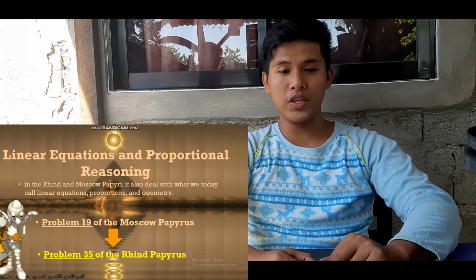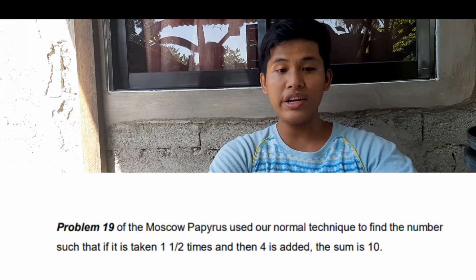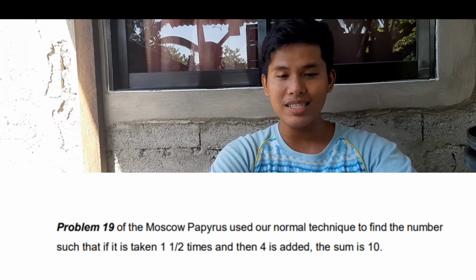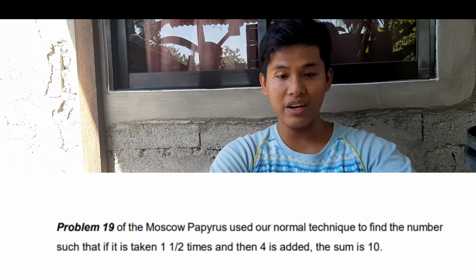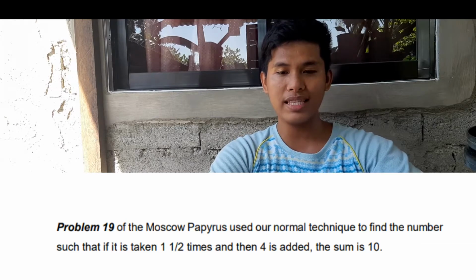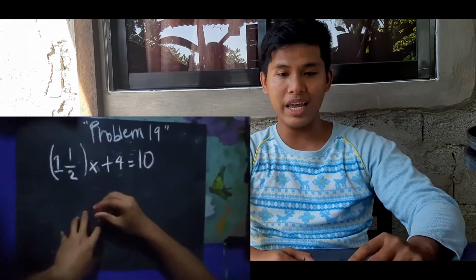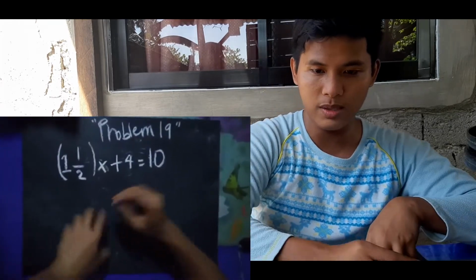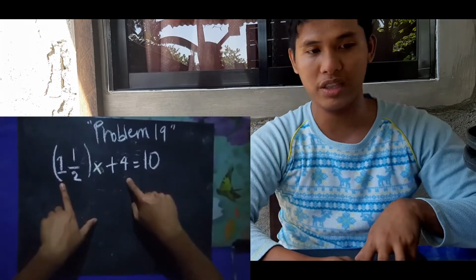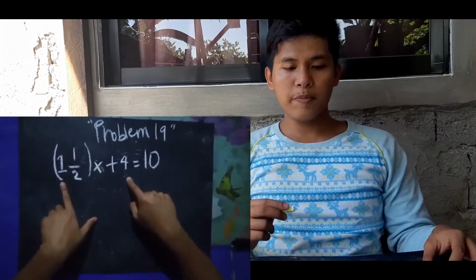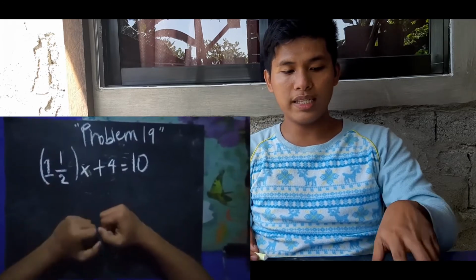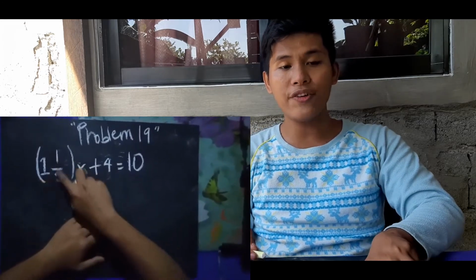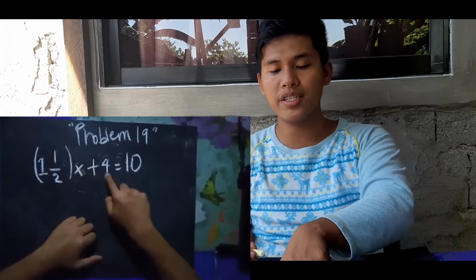This problem is to find the number such that if it is taken 1 and 1/2 times and then 4 is added, the sum is 10. In modern day, we tend to write this problem as this equation. This equation is called a linear equation. As you can see, it is 1 1/2 times x plus 4 equals 10.